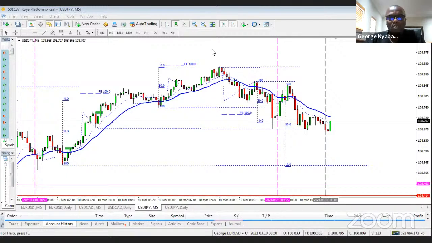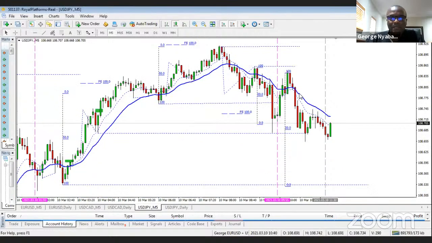So yen. Here's what's happening with the yen. Currently, we came and tested this low here. And this low was a double bottom with the previous higher low in the Asian session. Market tried to break beneath that and failed. So I see that as a double bottom.